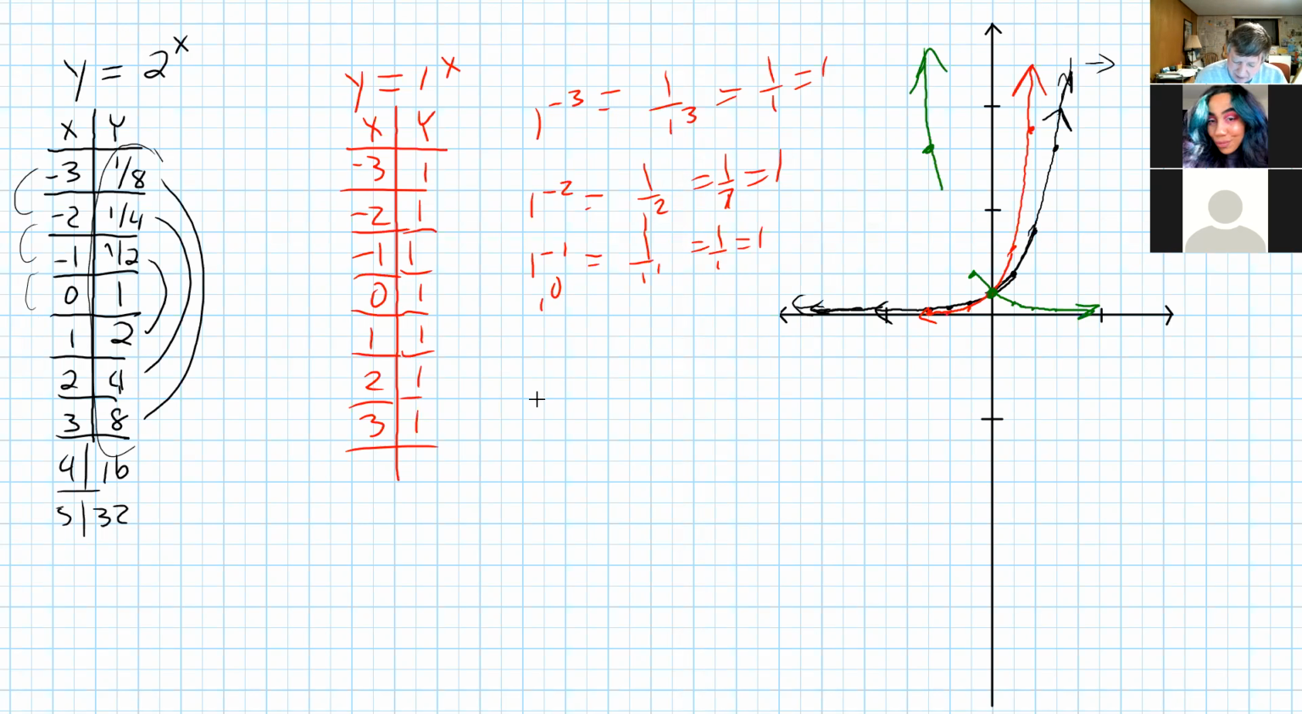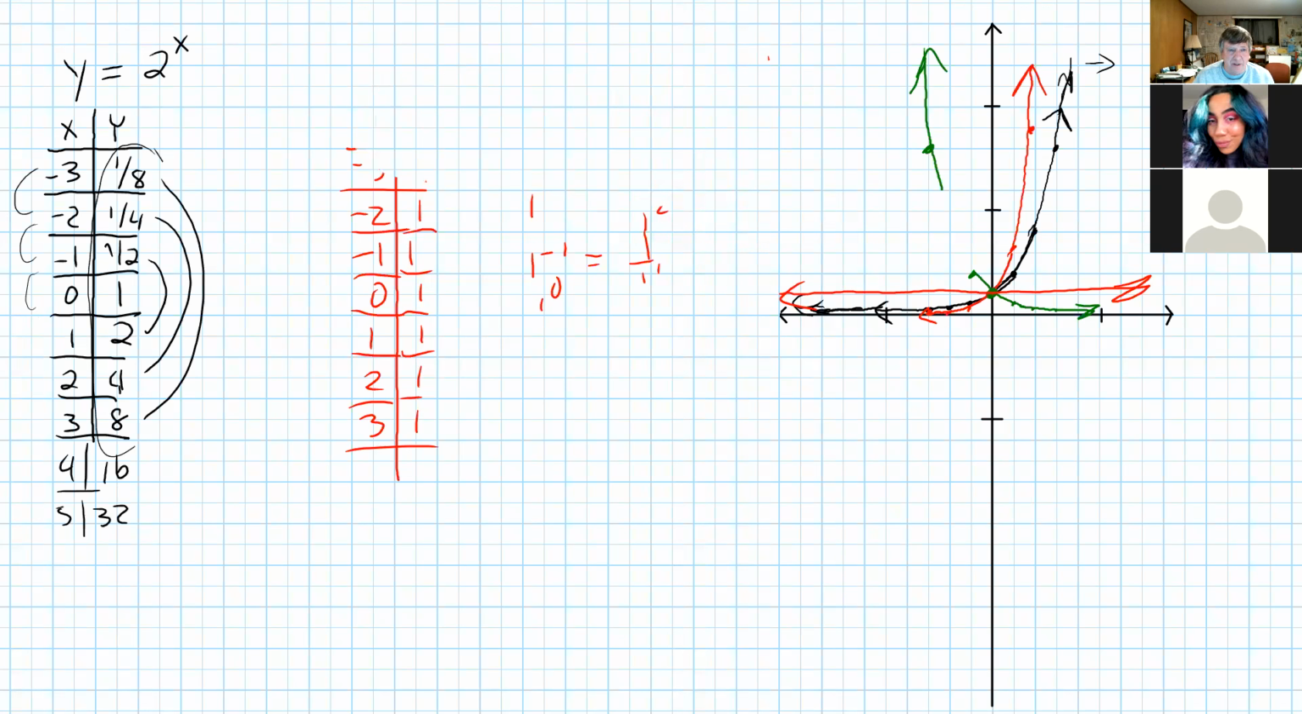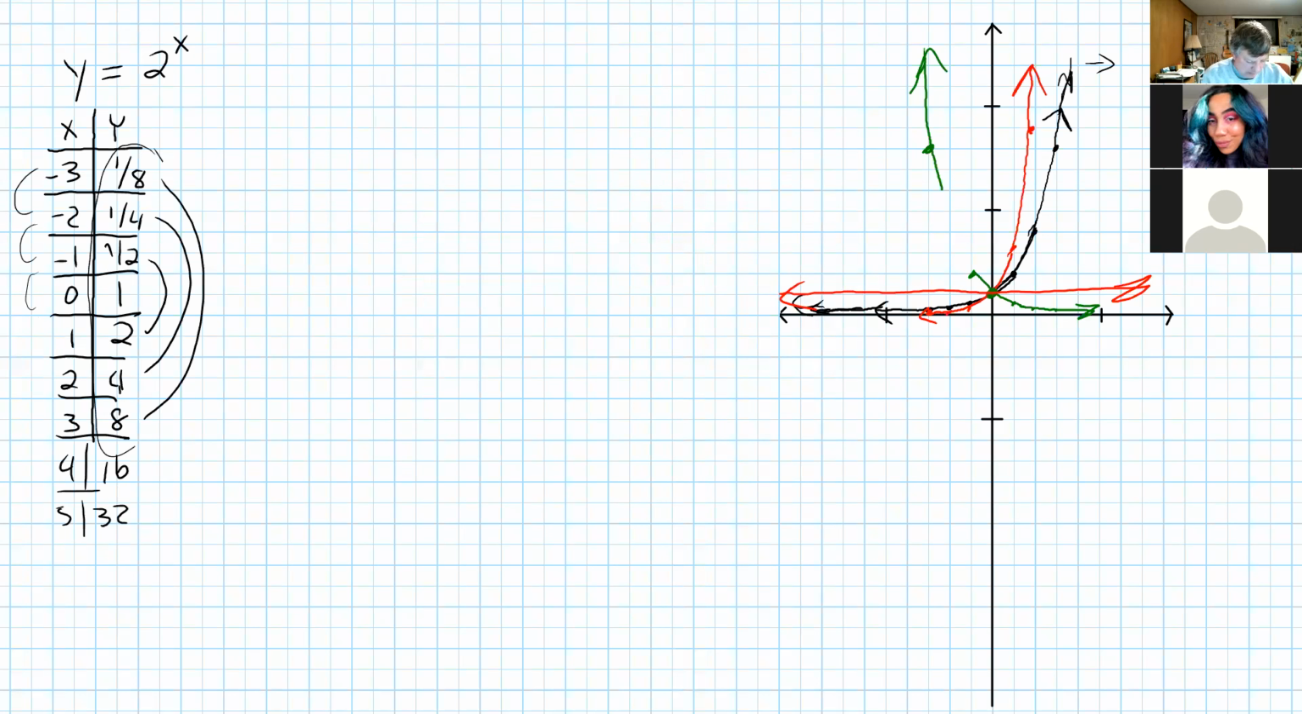There you go. So in this case, no matter what x is, y is 1. So we get that. Well, that doesn't look at all like the other functions, does it? No, it doesn't. So apparently the base right here can't equal 1, because when it does, it doesn't fit the pattern of what we call exponential functions.